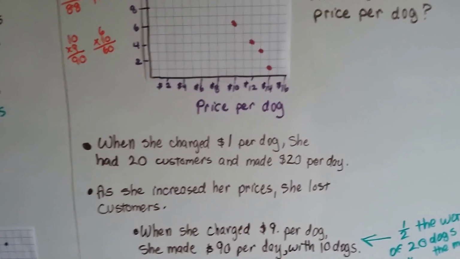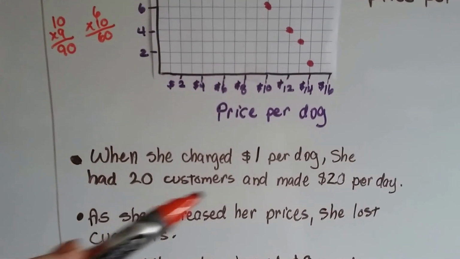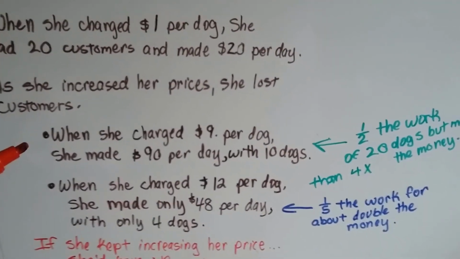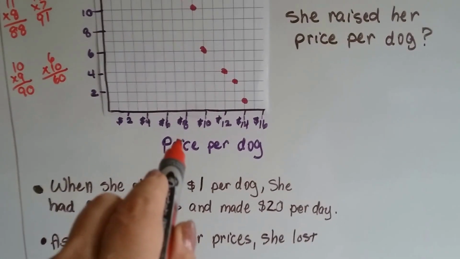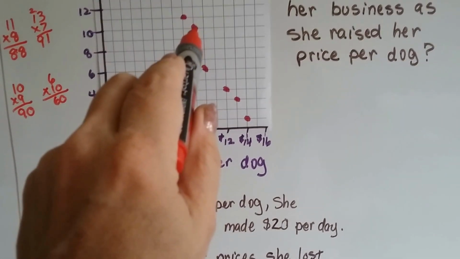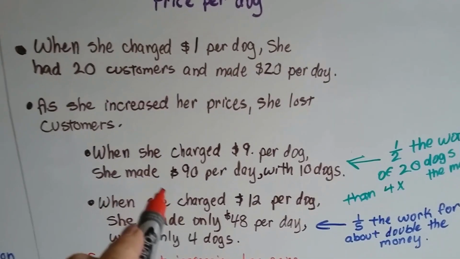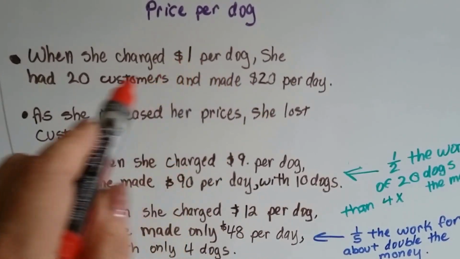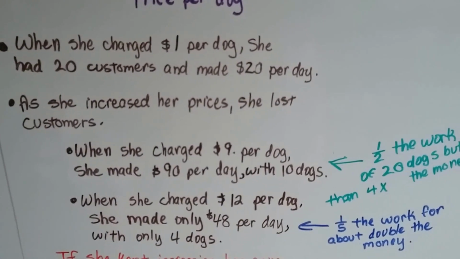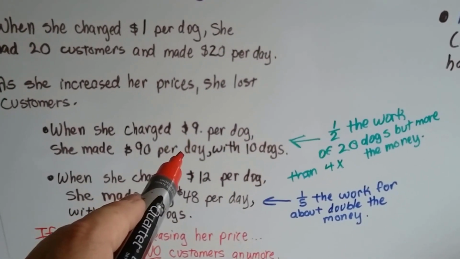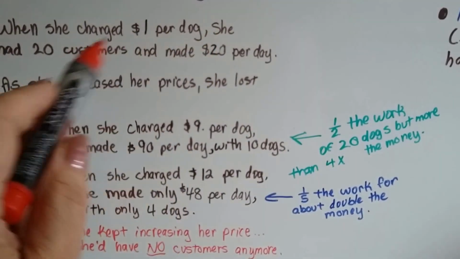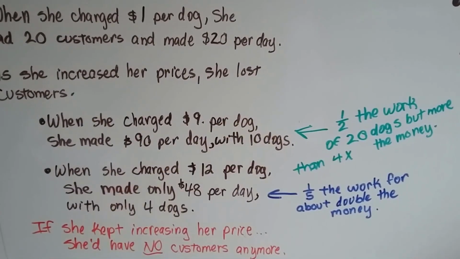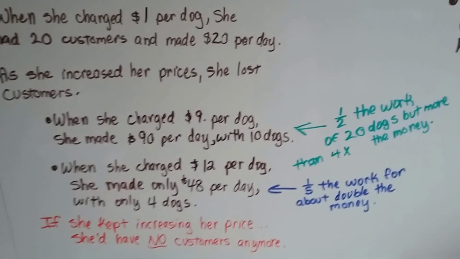So, when she charged $1 per dog, she had 20 customers and she made $20 per day. As she increased her prices, she lost customers. Now, when she charged $9 per dog, let's find that one. Here's 8, here's 10, so 9 is right in the middle. She had 10 customers. See that? She made $90 per day with the 10 dogs compared to $20 per day with 20 customers and 20 dogs. So that's half the work, only 10 dogs from 20 dogs. But she was making almost 4 times the money that she was making with only half the amount of dogs. So she probably should have kept it around there, right?